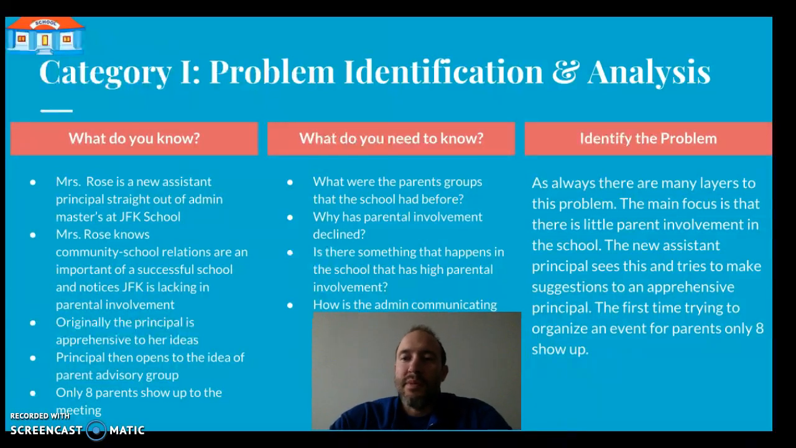To identify the main problem, there are always many layers to the problem. The main one, obviously, is parent apathy, parent involvement in the school. The new assistant principal sees this and tries to suggest different things. You have a principal that's been around for a while, probably had some negative experiences with parents not showing up, or with angry parents that try to meddle, and just decides that he wants to be as away from parents as possible, which is not something you don't hear. And then the first time trying to organize an event, in their eyes it probably fails because there are only 8 parents there.